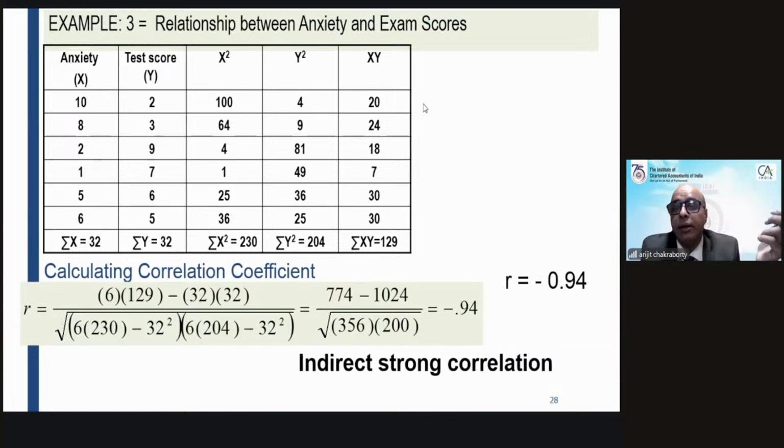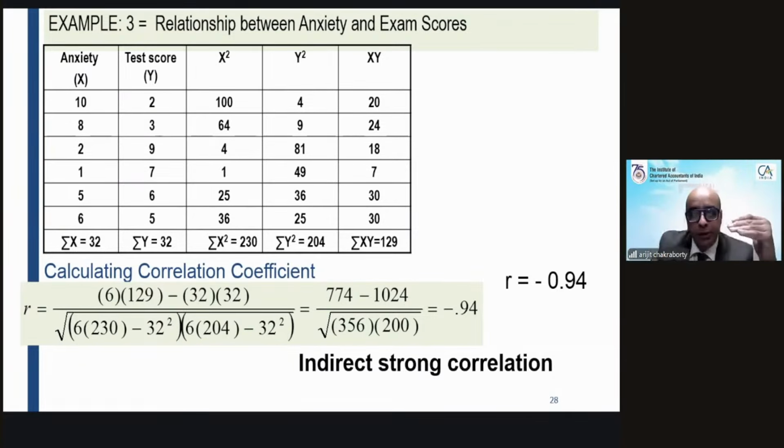Okay. One question from Chaitanya sir, if R goes beyond 1, then what will happen? R will never go beyond 1 because the formula is set in such a way that the maximum value of R can be +1 and the minimum value is -1. As you know, probability of an event, can it exceed 1? No, it cannot exceed 1.